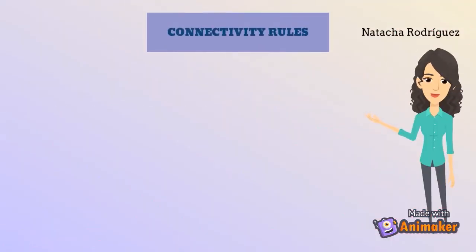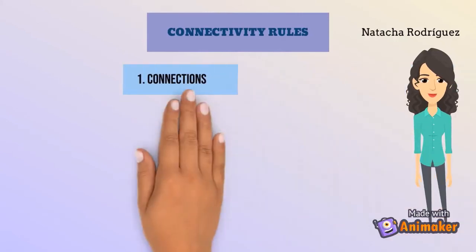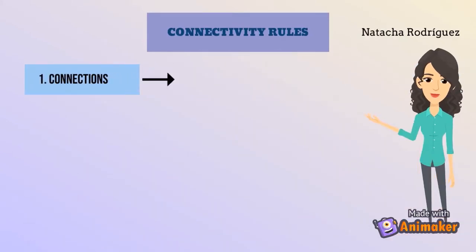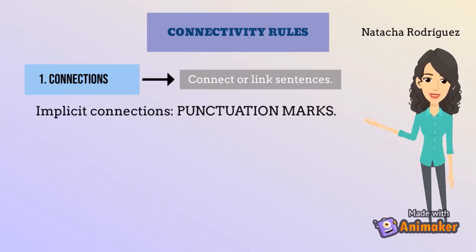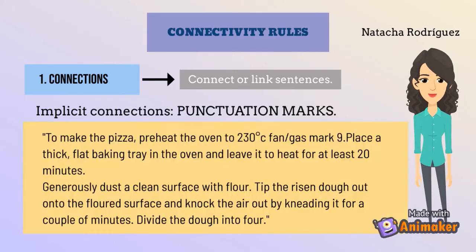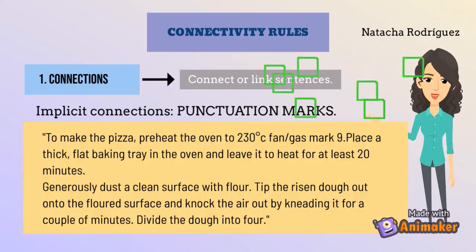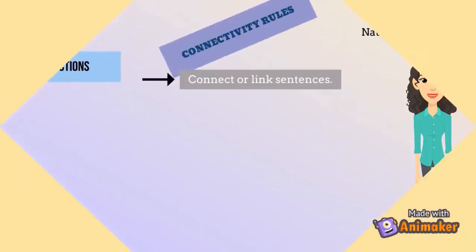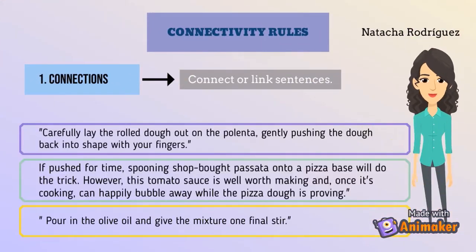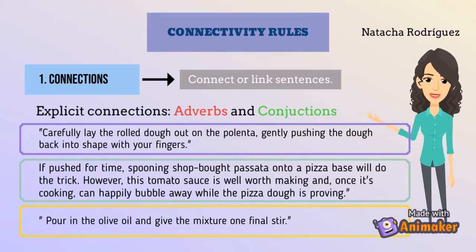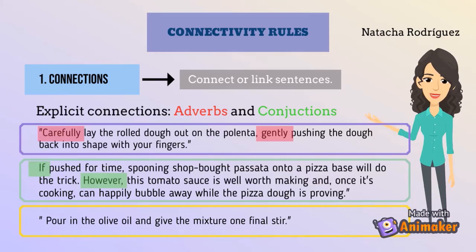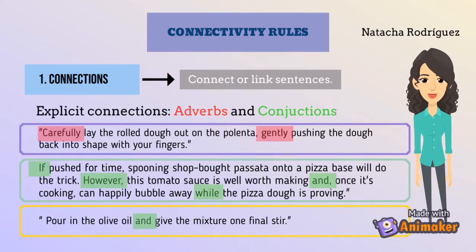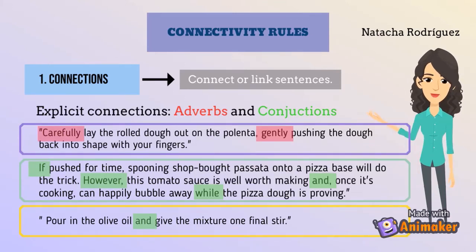The type of connectivity rules present in the text are the connections, either implicit or explicit, which are in charge of connecting or linking the sentences. Some examples of implicit connections are the punctuation marks, which are present in the whole text, as the following example shows. On the other hand, some examples of explicit connections are the use of adverbs that we already explained, and the use of the different types of conjunctions in order to demonstrate relation between sentences. So, check the following example.